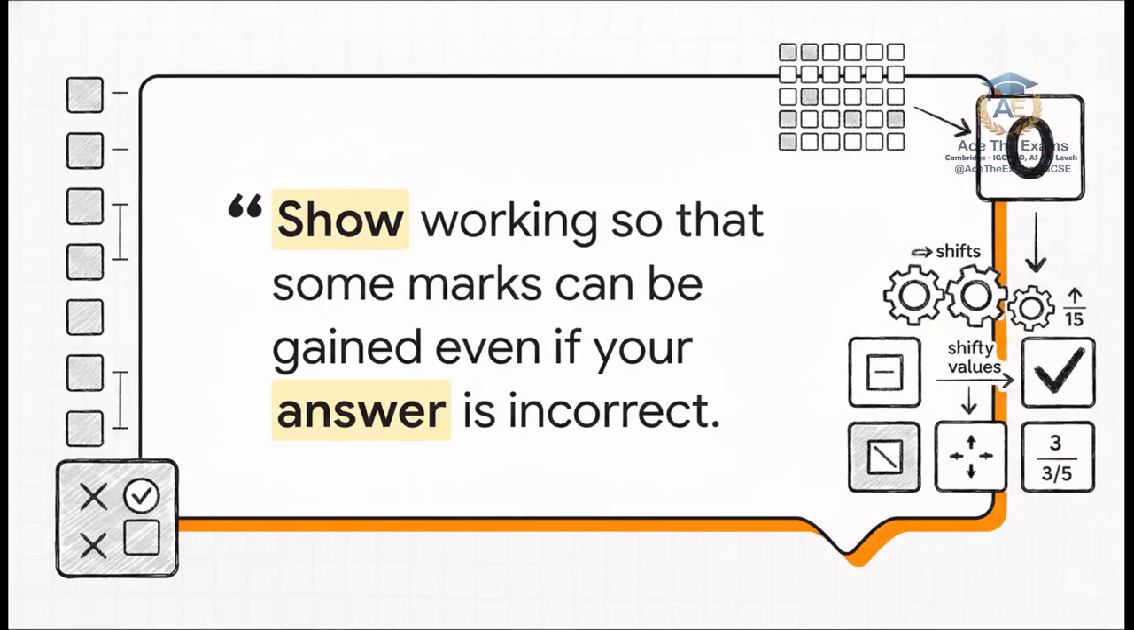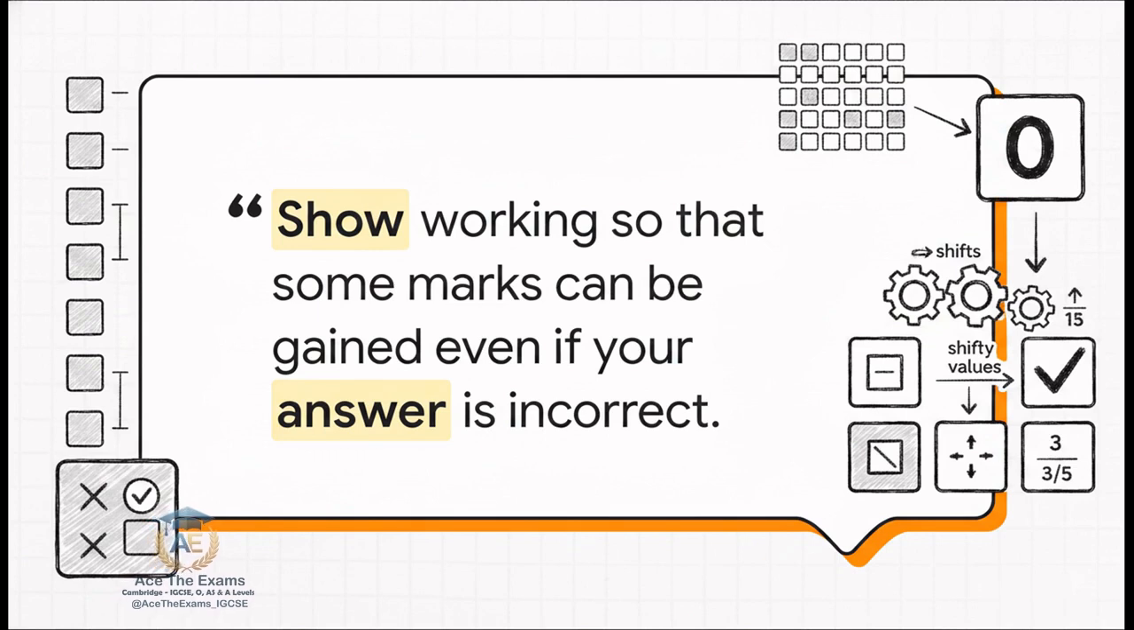I want you to really absorb this next point. I'm going to read you a quote straight from the teacher's grading comments. "Where a mathematical sequence of operations is needed, it is imperative that you show all your working so that some marks can still be gained even if your answer is incorrect." Think about that. This is your golden rule. This is your insurance policy.